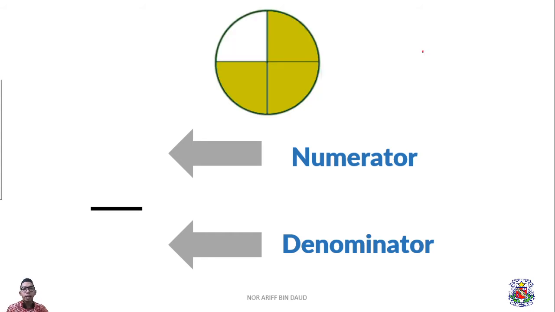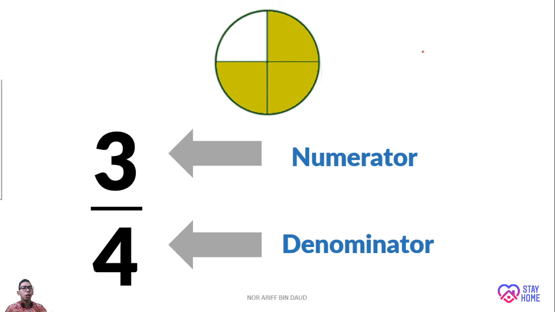So the next one, what is the denominator? The denominator will be number 4 and the numerator will be number 3, because we have 3 parts colored with a green or yellow color.